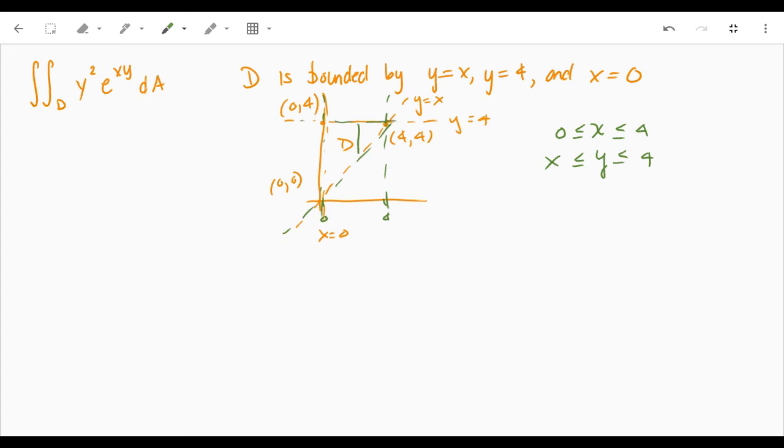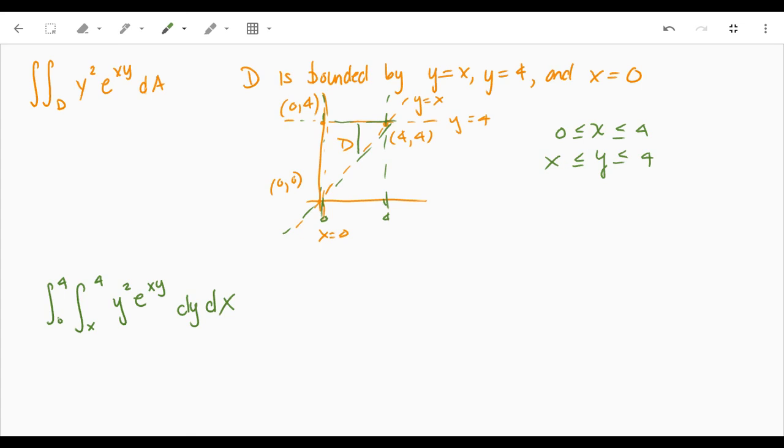So if we're going to do it that way, we do the integral from 0 to 4, integral from x to 4, of y squared e to the xy. That x and 4 are y values, so it would be dy dx. Okay, so that's one way to do it.